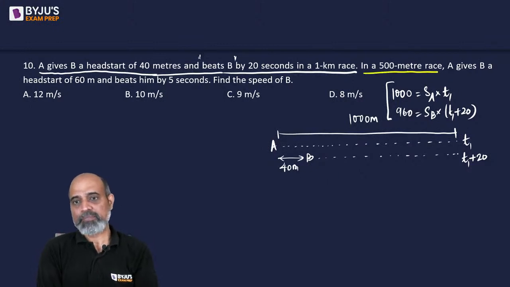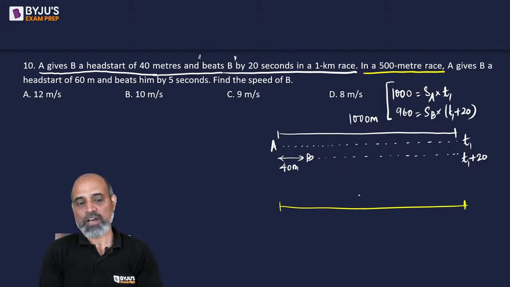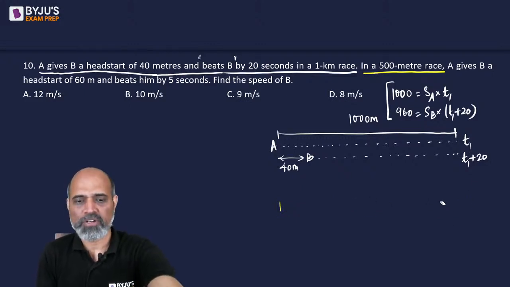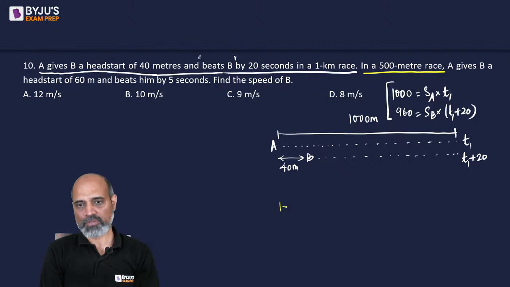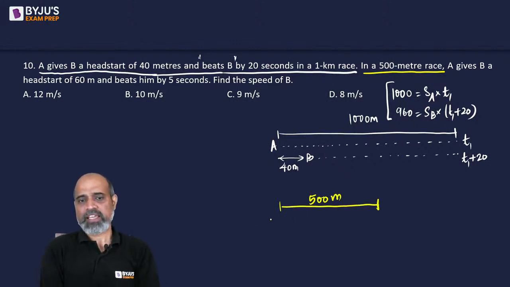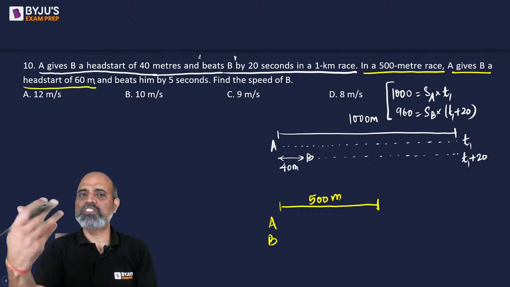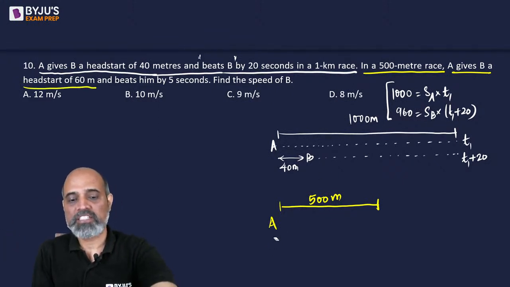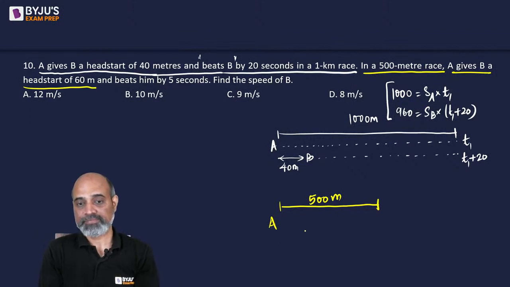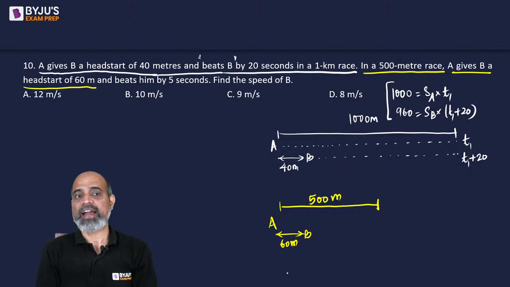In a 500 meter race, so this is now a 500 meter race. तो एक काम करते हैं, आधा ही draw कर लेते हैं because if it's a 500 meter race तो half ही होगा भाई. So this is your 500 meter race. A and B, they both are at the starting point right now. फिर A tells B कि एक काम करो, move 60 meters ahead. So what happens is B moves 60 meters ahead. And they start running.